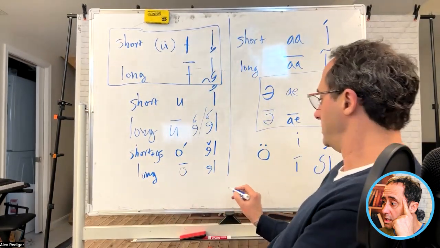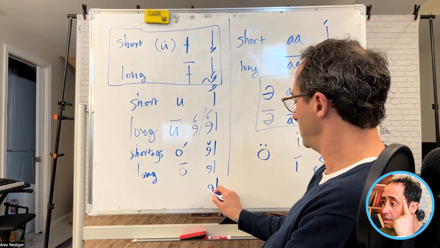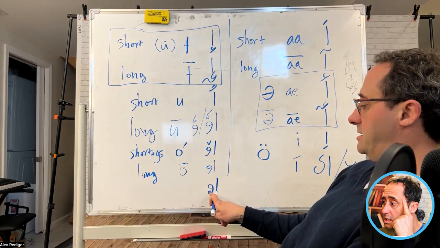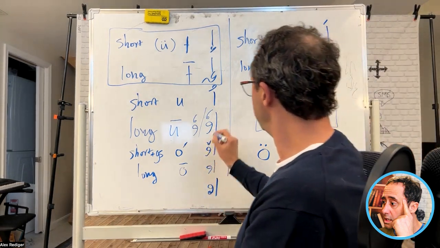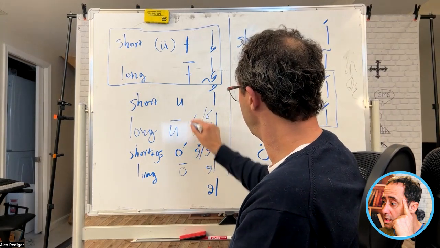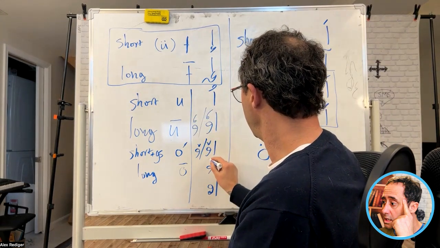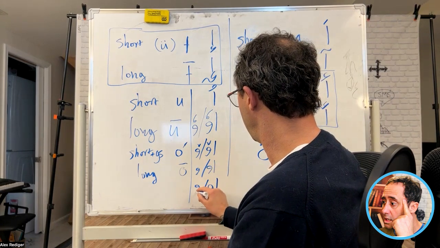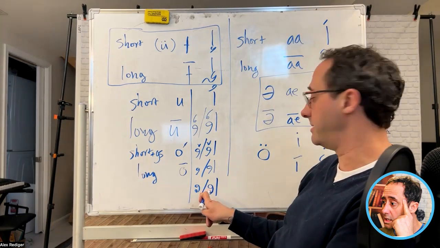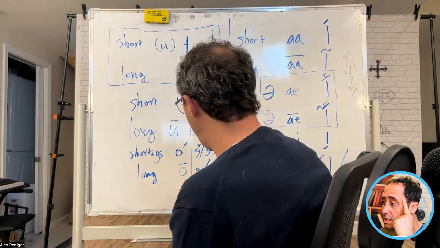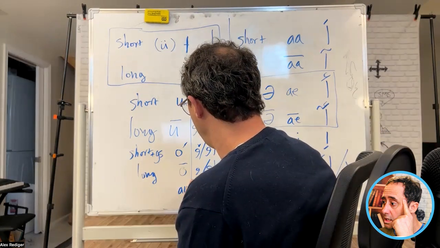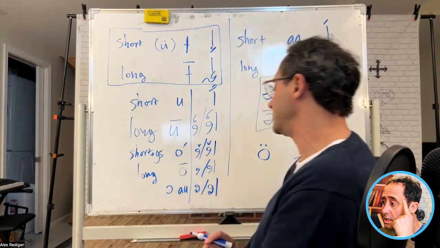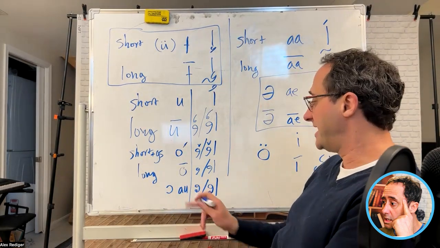And then there's this one with this little circle at the bottom. You see that little circle? And that is aw, which is also represented by an upside-down or backward C in phonetics. That's an aw.